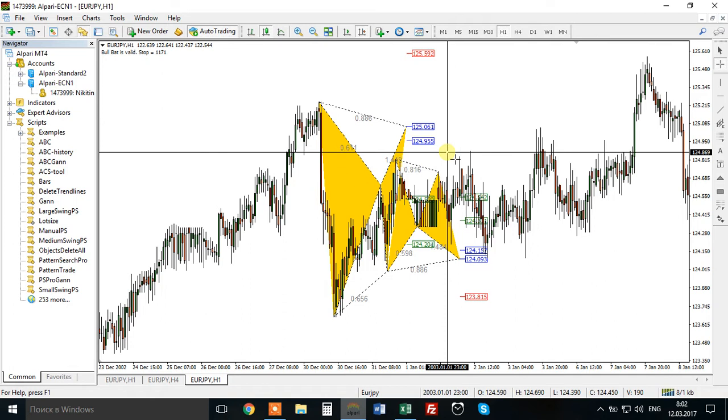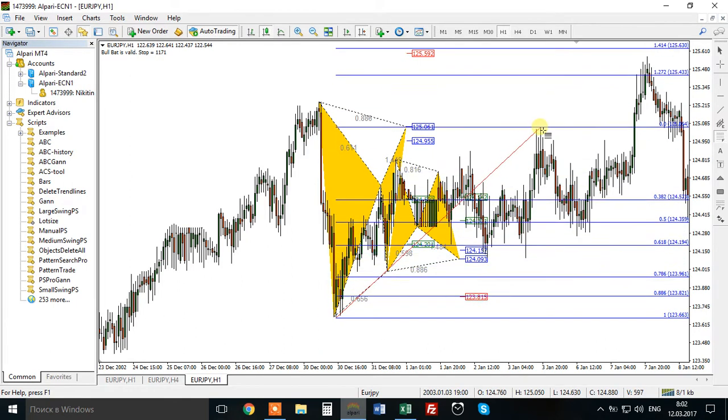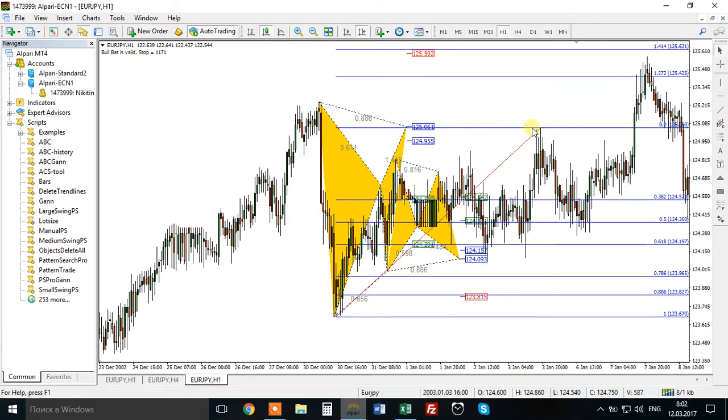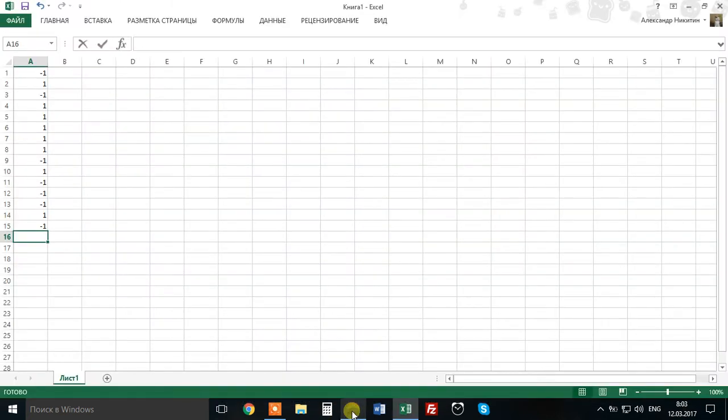The C point invalidated, but this bear pattern is a valid one. Let us see how it works. Slightly below 90% hit, so stay away from this pattern. Nothing. Then we have a loser, obviously. -1.